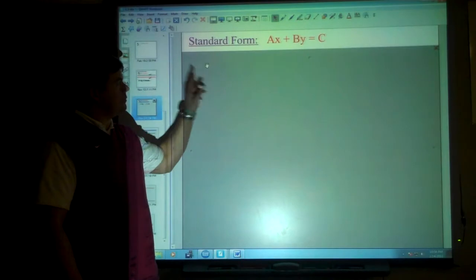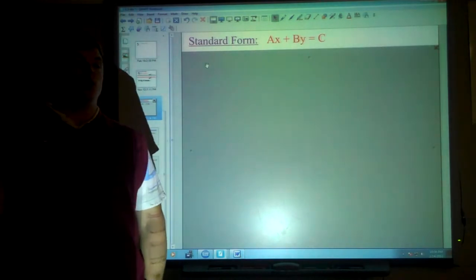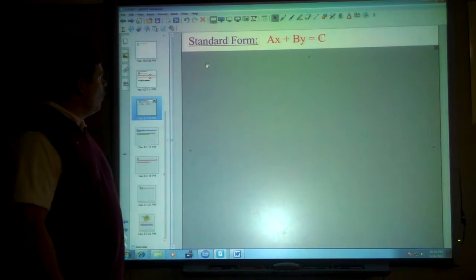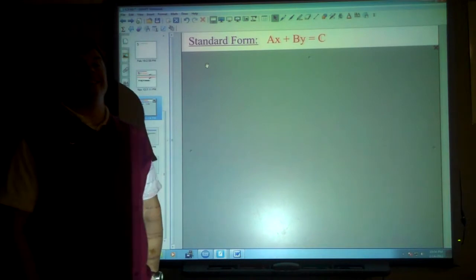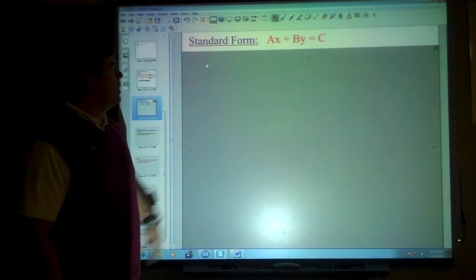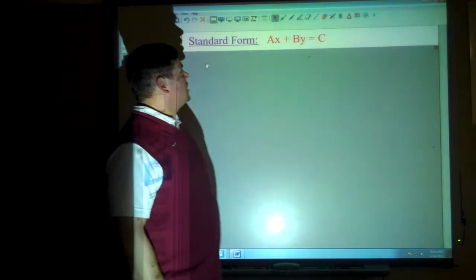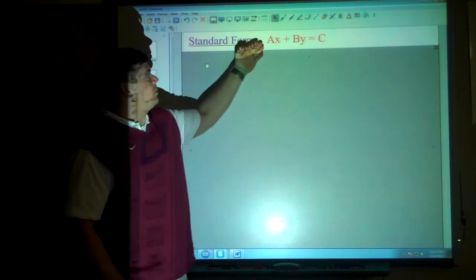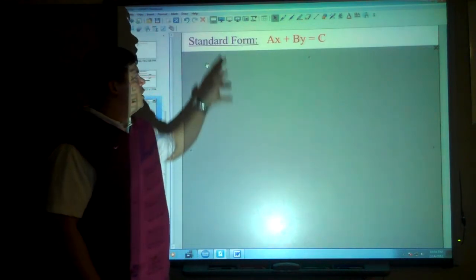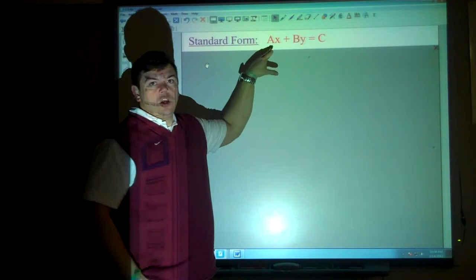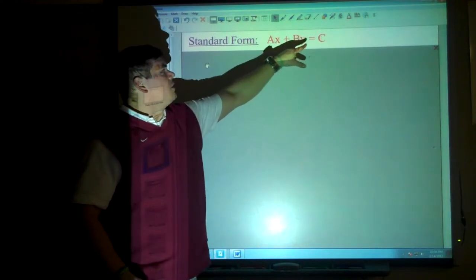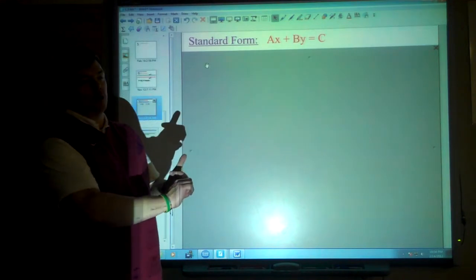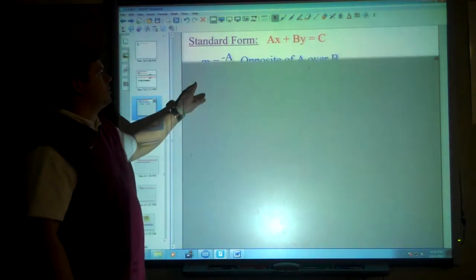Now, a new form. This form is known as standard form. It is not slope-intercept form. It is not point-slope form, but it is still dealing with a linear equation. ax plus by is equal to c. We call the a and the b coefficients. It's a fancy word. It means the numbers in front of the variables. We have some relationships or ratios for these values that will give us x-intercepts, y-intercepts, and slopes. If you learn these relationships, it will help you.